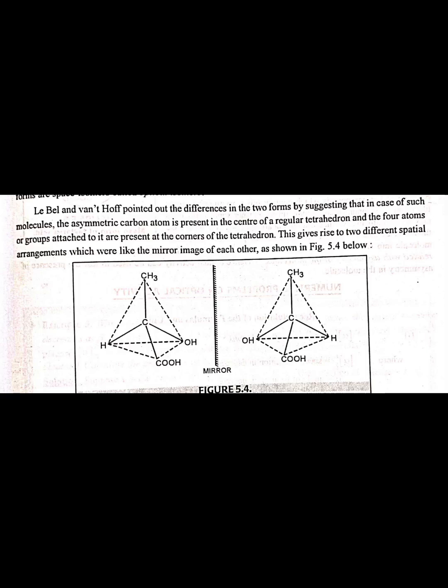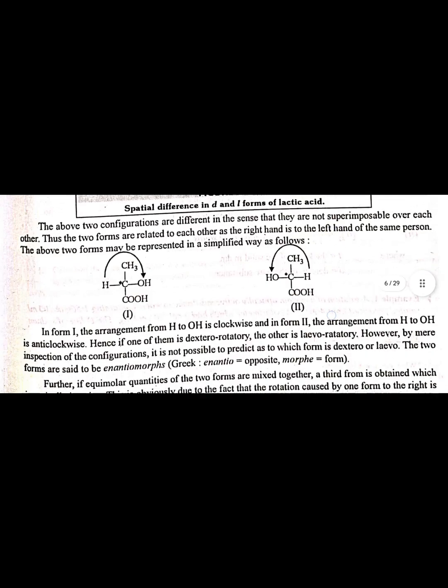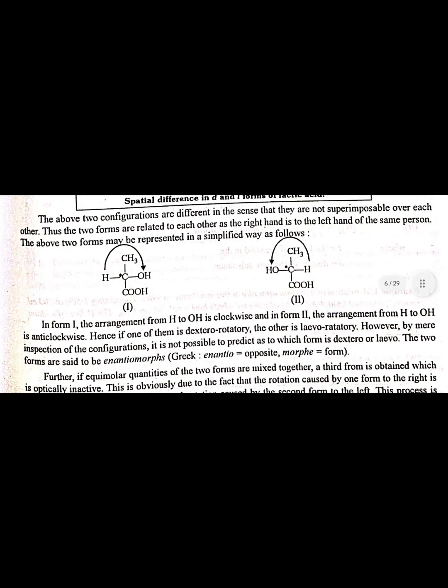Le Bel and van't Hoff pointed out the difference in the two forms by suggesting that in case of such molecules, the asymmetric carbon atom is present in the center of a regular tetrahedron and the four atoms or groups attached to it are present at the corners of the tetrahedron. This gives rise to two different spatial arrangements which are like the mirror image of each other. The above two configurations are different in the sense that they are not superimposable over each other. Thus, the two forms are related to each other as the right hand is to the left hand of the same person.